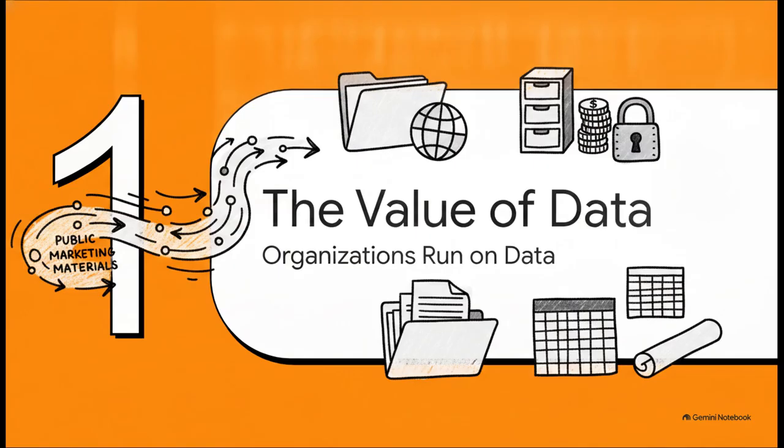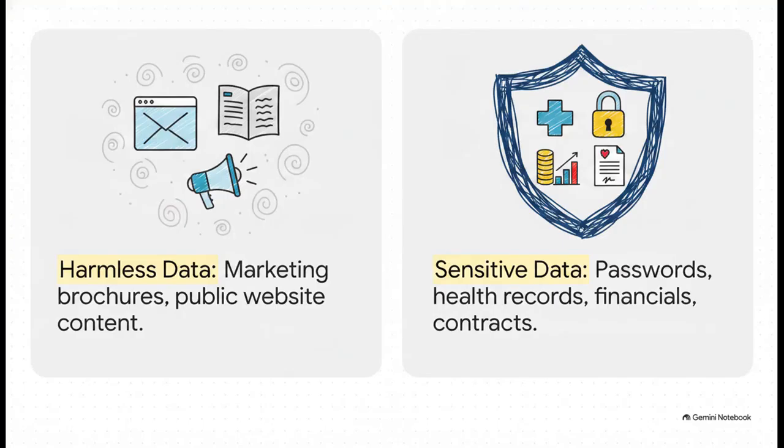Section 1. The value of data. Think about it for a second. Every single organization runs on an absolute mountain of data. Now, on one end of the spectrum, we've got harmless data, public website content, flyers, marketing brochures that you actively want the whole world to see. But on the other end, well, that's where the high-stakes stuff lives. Passwords, private health records, detailed financials, and legally binding contracts. We absolutely need a structured system to manage all of this, because exposing those high-stakes items doesn't just cause a minor administrative headache. It can harm real people, trigger massive legal penalties, and severely damage an organization's reputation.